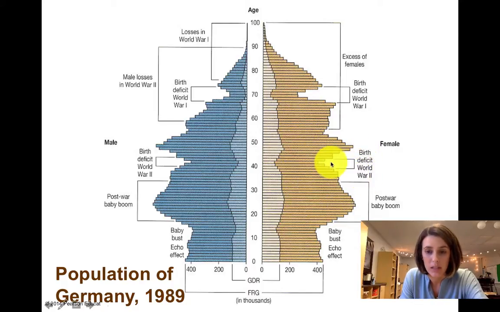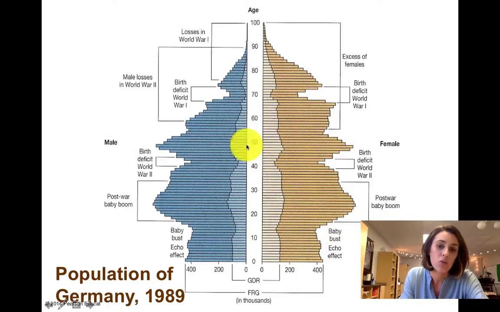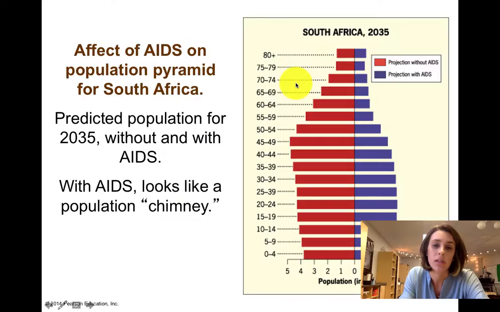Here again, we can see the same thing during World War II. We can see this post-war baby boom, where men who were away in the war come home, and then you see an increase in the number of babies. So super, super interesting to look at the impact of history on our population pyramids. You can also notice that there are more women, again, in these older age cohorts than men.